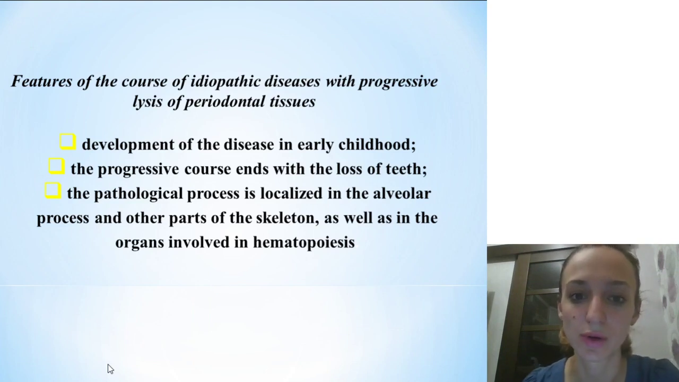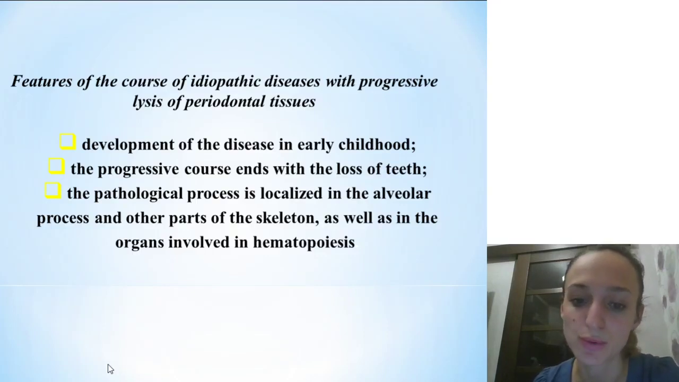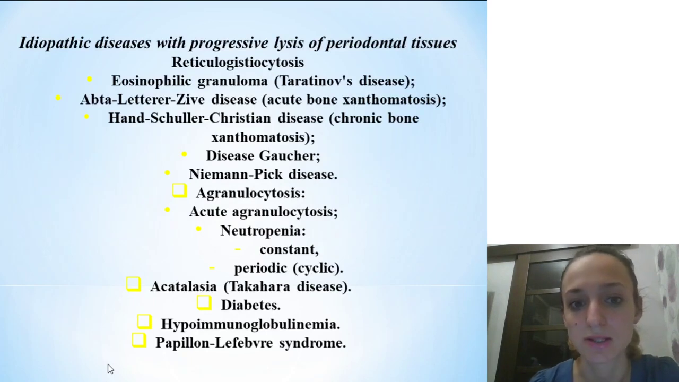Features of the course of idiopathic diseases with progressive lysis of periodontal tissues. Of course, it is development of the diseases in early childhood. The progressive course ends with the loss of teeth. The pathological process is localized in the alveolar process and other parts of the skeleton, as well as in the organs involved in hematopoiesis. And idiopathic diseases with progressive lysis of periodontal tissues, it is a very difficult topic.